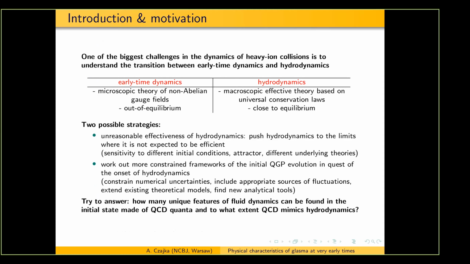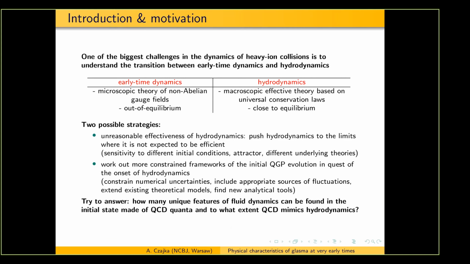To introduce you to my studies and show you a motivation, I think it's fair to say that one of the biggest challenges in heavy ion physics is to understand what happens when we go from early stage dynamics to hydrodynamics, in studying different systems. By hydrodynamics in this case I mean traditional hydrodynamics, understood as a macroscopic effective theory based on conservation laws, which is quite a universal description of nature around us. It is usually assumed that the system must be close to equilibrium.